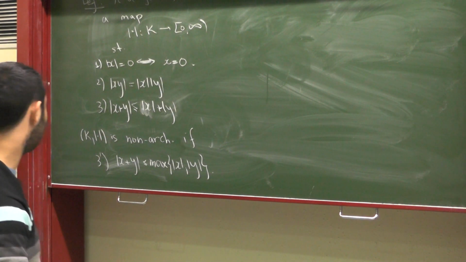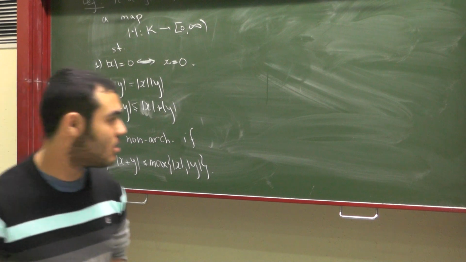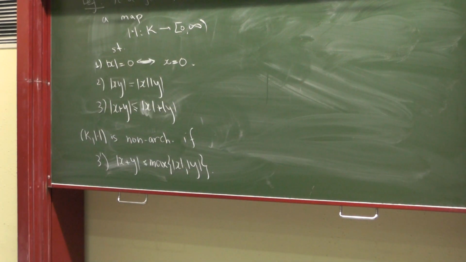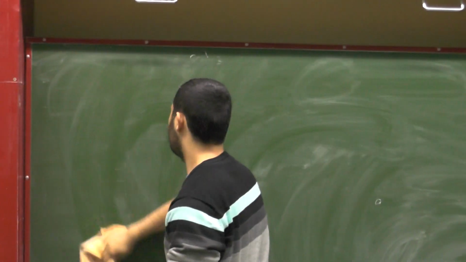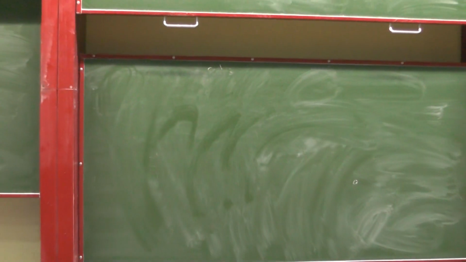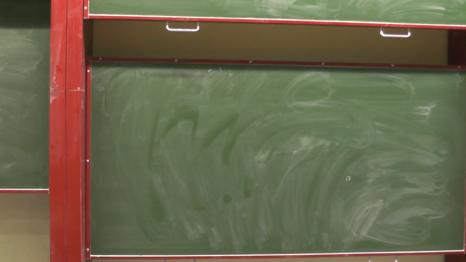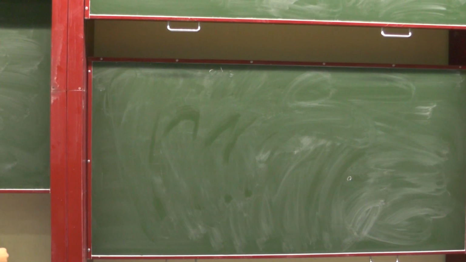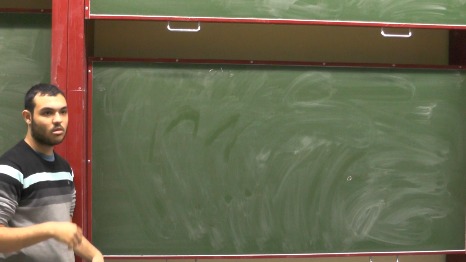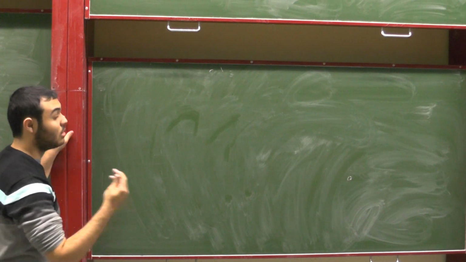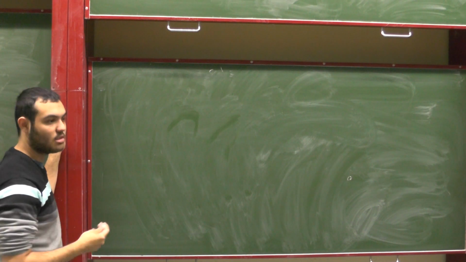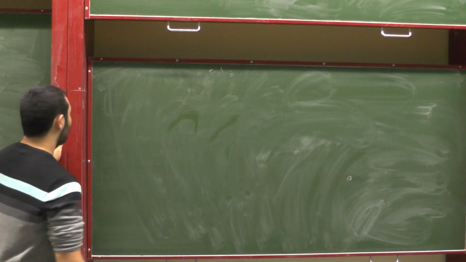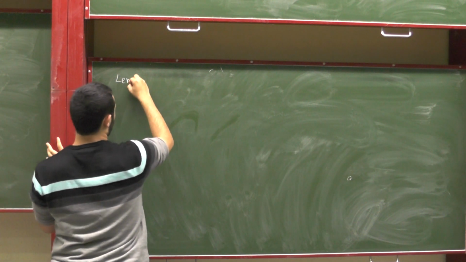Okay, so what we're going to do tomorrow is to classify all absolute values, say, on Q, and basically classify all absolute values which are non-Archimedean. Then the field is complete with respect to them. So let me put a lemma for next time.